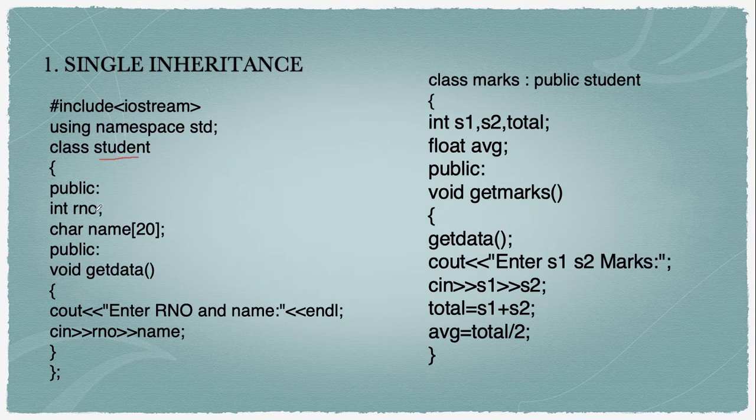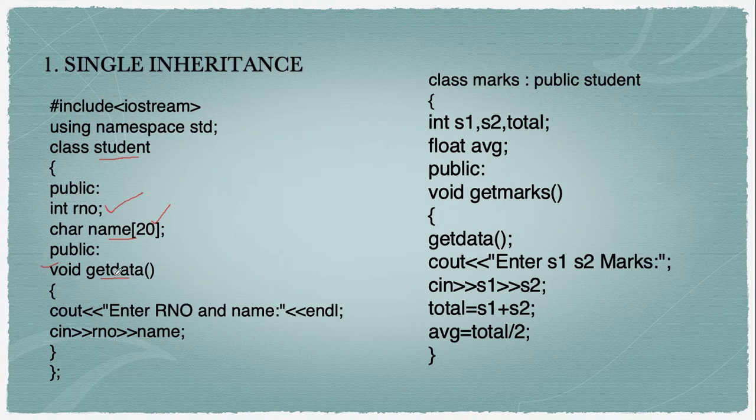In the student class, I have one numerical variable called roll number, RNO, and one character variable called name, and the maximum size I can store in this name is 20 characters. And here I am going to create a function called get data. It is not going to return any value. That's why I have specified the return type as void.